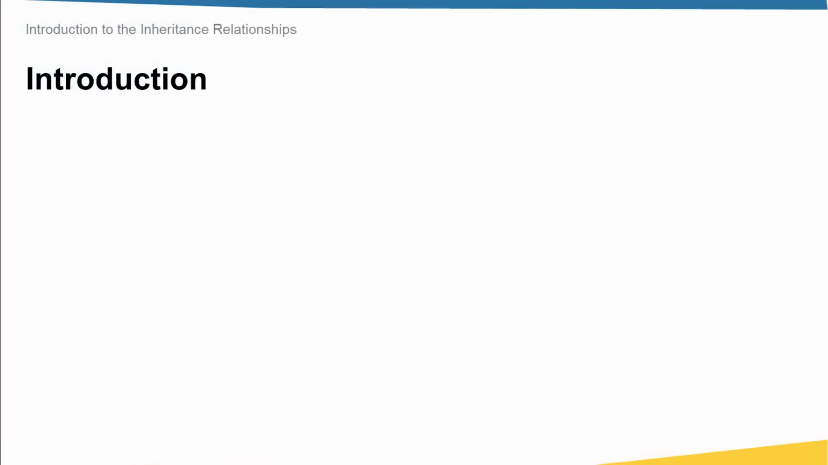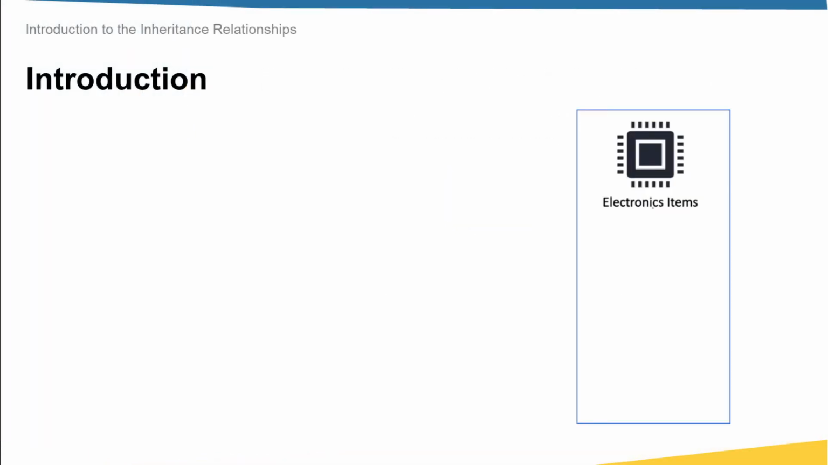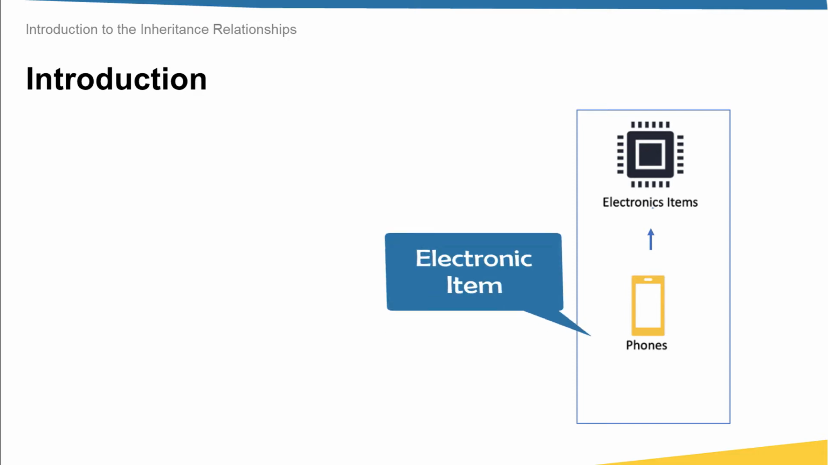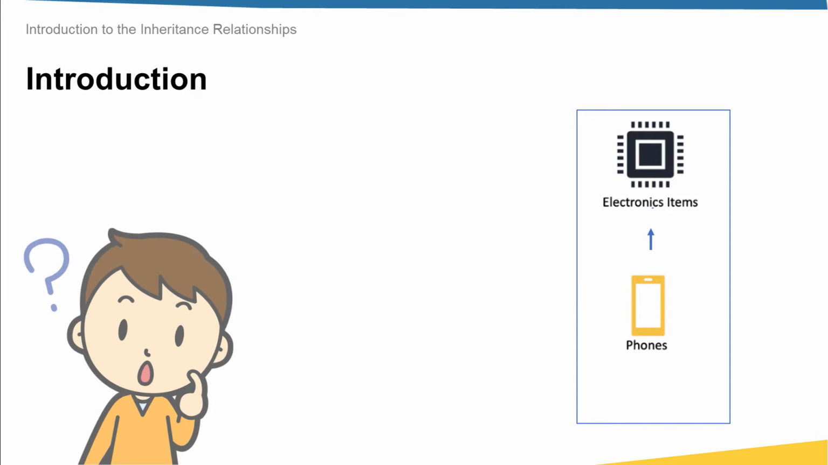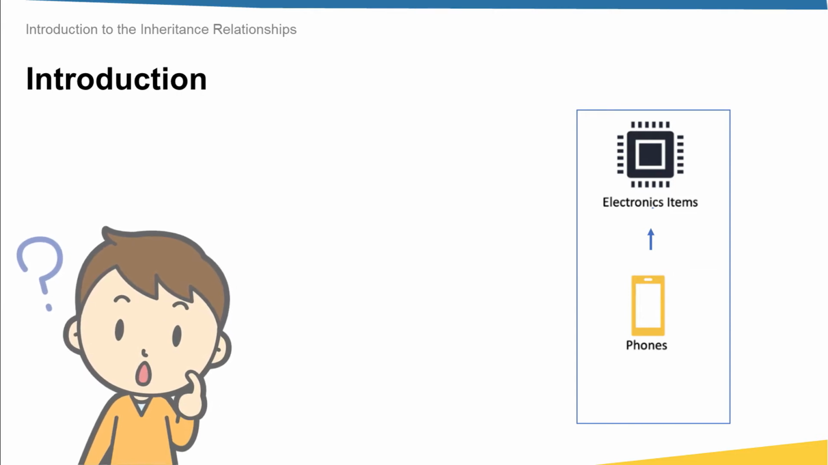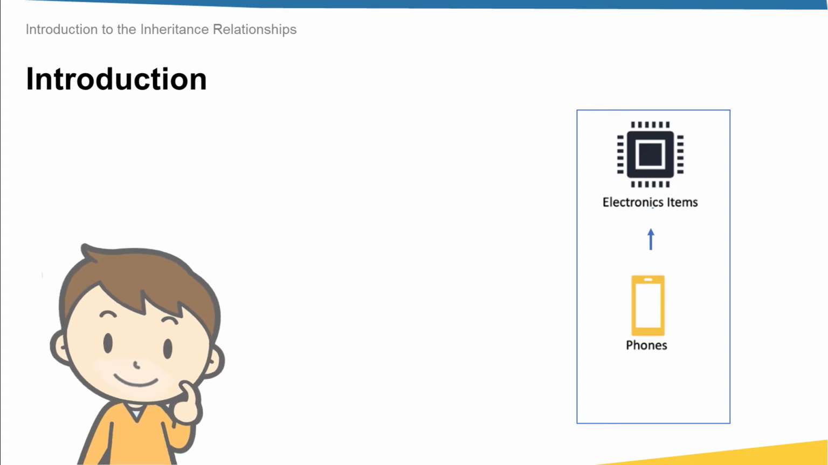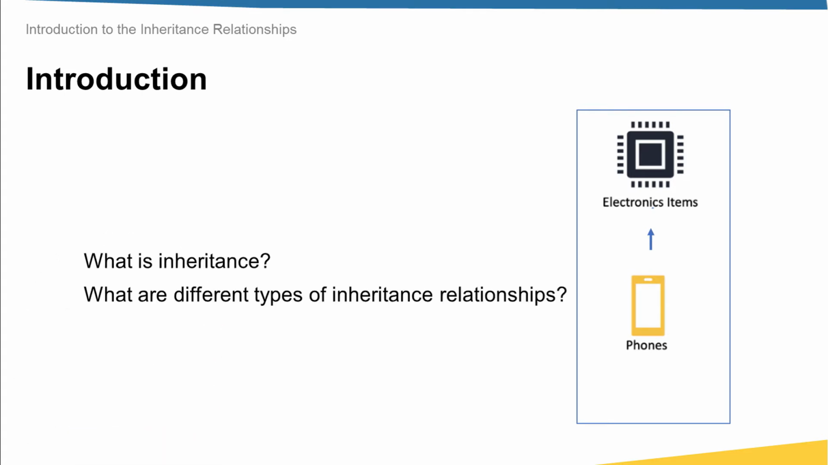Let's start this lecture with a few quick questions. Let's say that I want to define a class for an electronic item. After that, I decided to define a class to represent a phone. But in the end, I know that the phone is just an electronic item, which means it should have all the attributes and the methods that an electronic item has. In this case, rather than redefining all the attributes and methods from scratch, it's better to inherit these members from the electronic item class. So hold on, what's inheritance and what are the different types of inheritance relationships?